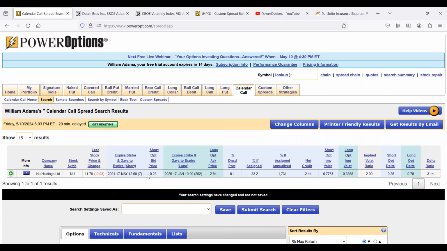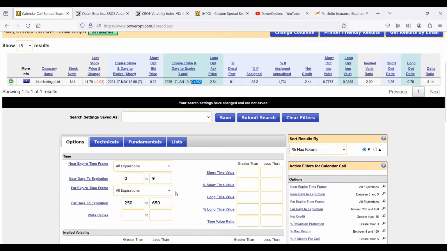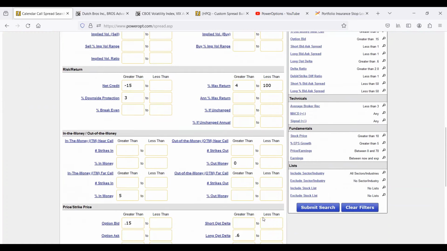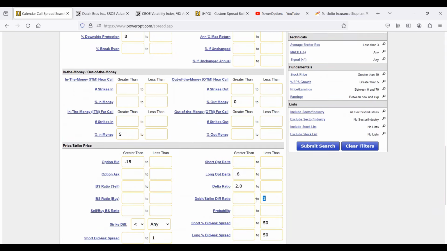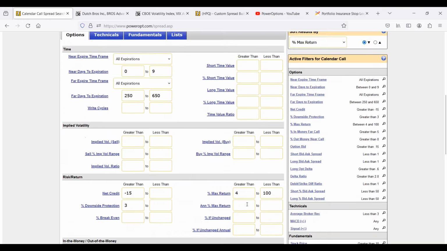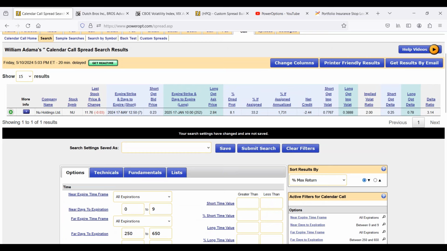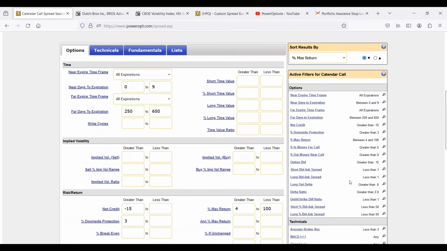It's most likely because the option premium that we're getting for the weekly series with this setting, the time frame of 250 to 650 days out in time, those positions aren't matching the debit to strike difference ratio of less than 1. I'm not collecting enough premium on the weekly to keep within that strike difference, so it's only giving me one result, even though we know we had multiple stocks that matched this other criteria set that we wanted to have. Okay? So when I say the weeklies, what did I do initially?